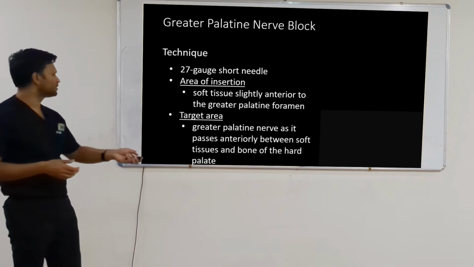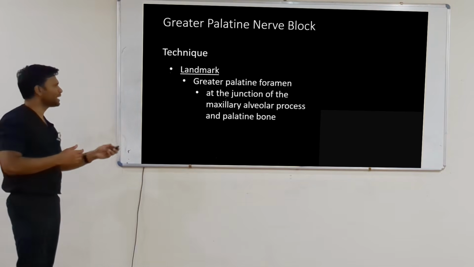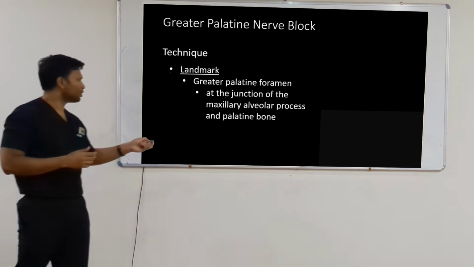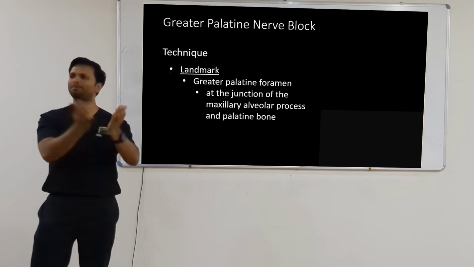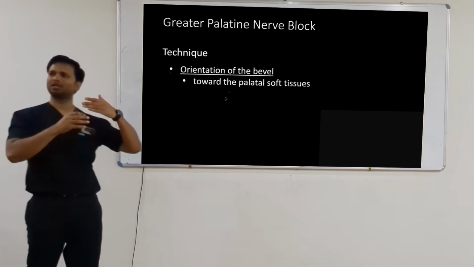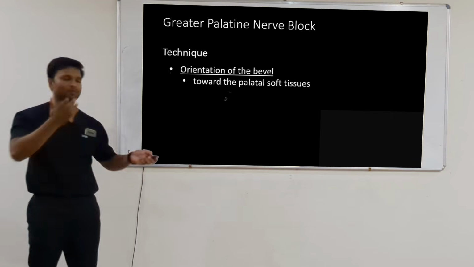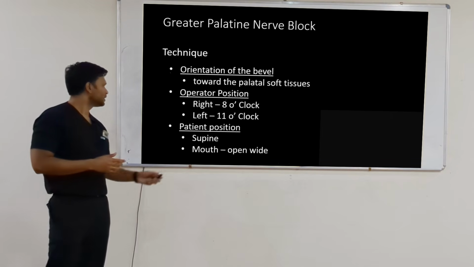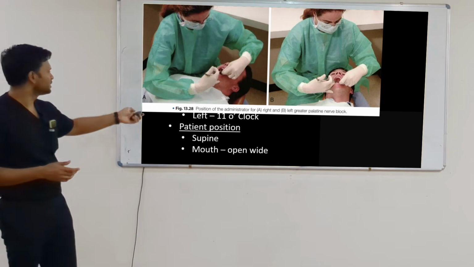The target area, again, is the greater palatine nerve as it exits the greater palatine foramen and passes anteriorly between the soft tissue and hard tissue of the palate. What is the landmark? The greater palatine foramen. We all know the greater palatine foramen is at the junction of the alveolar bone and the palatine bone, usually present distal to the second molar. Then the orientation of the bevel is usually towards the bone or towards the soft tissue, and the operator position is 8 o'clock or so.